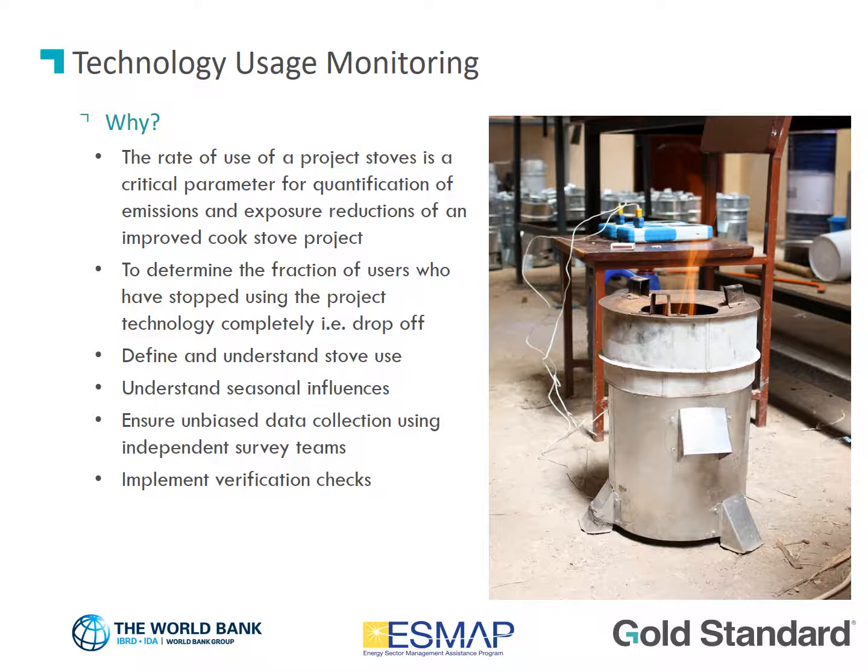And it's really important that we determine the fraction of users who have stopped using the project technology completely. The rate of use of project stoves is a really important parameter for the quantification of emissions and exposure reductions. We also monitor technology use to define and understand stove use, to understand seasonal influences, to ensure unbiased data collection using independent survey teams, and to implement good verification checks.